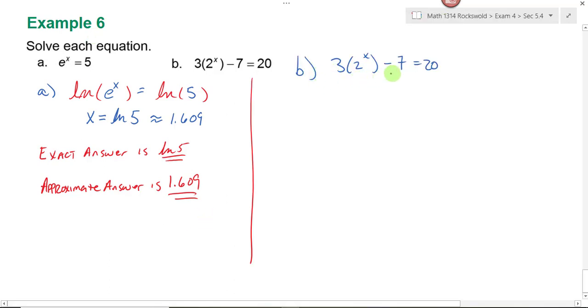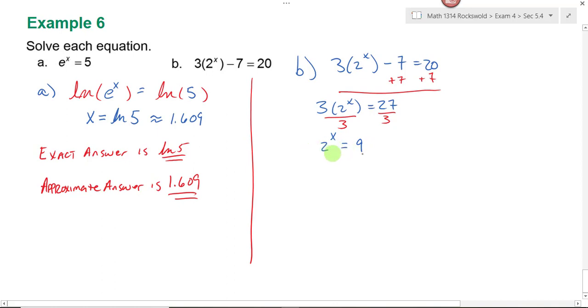On part B, the first thing I want to do is isolate this exponential expression. That means that I need to add 7 to both sides of the equation. And when I do that, that gives me 3 times 2 to the x equals 27. Then I can divide both sides by 3. Remember, what you do to one side, you have to do to the other, and that gives me 2 to the x equals 27 divided by 3, which is 9.